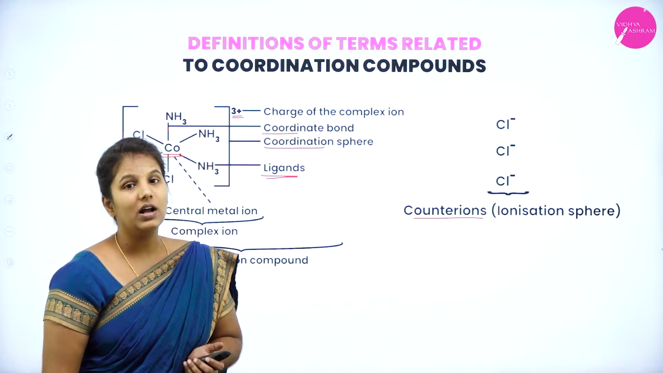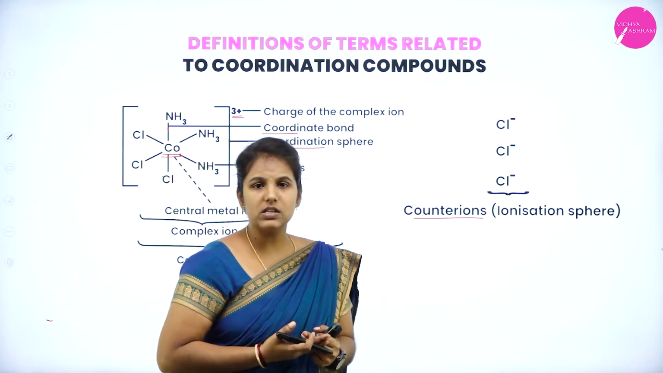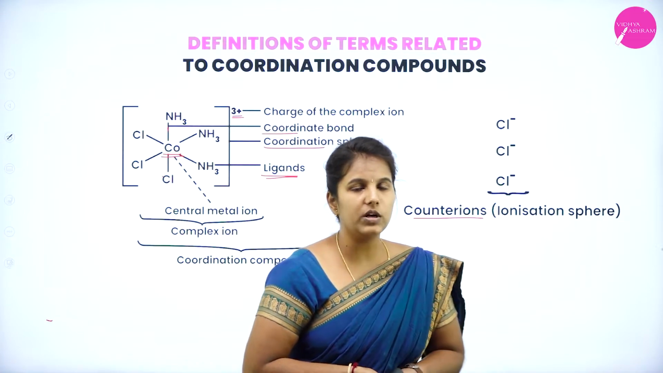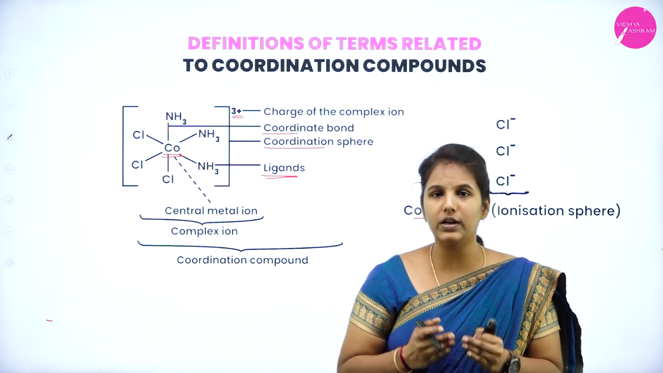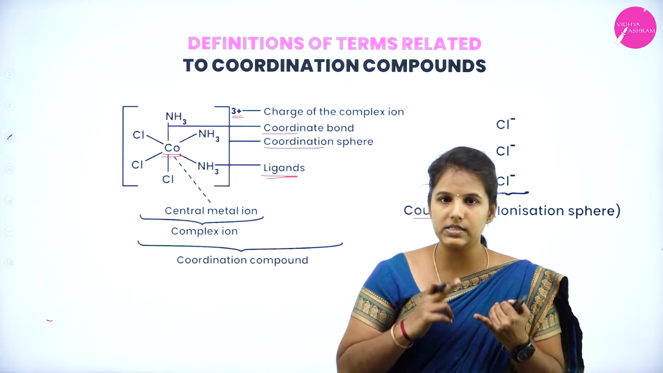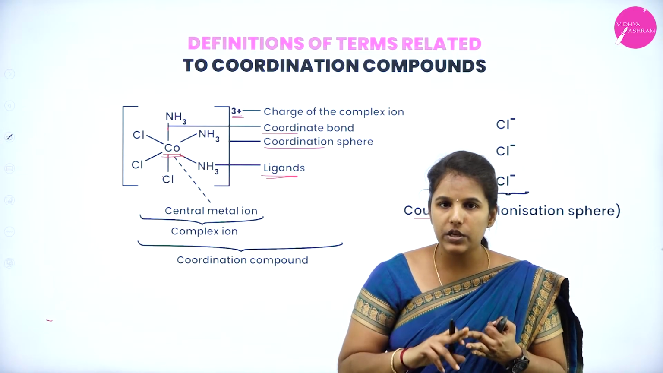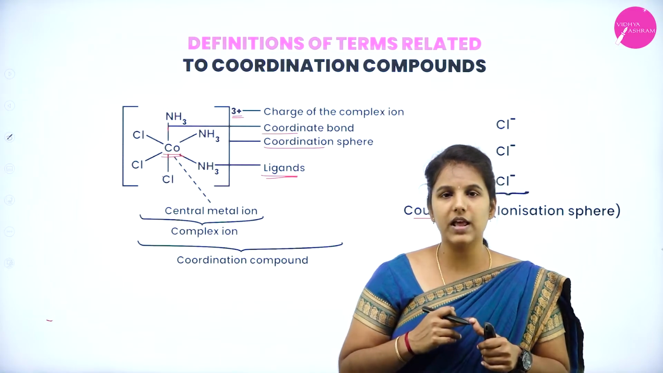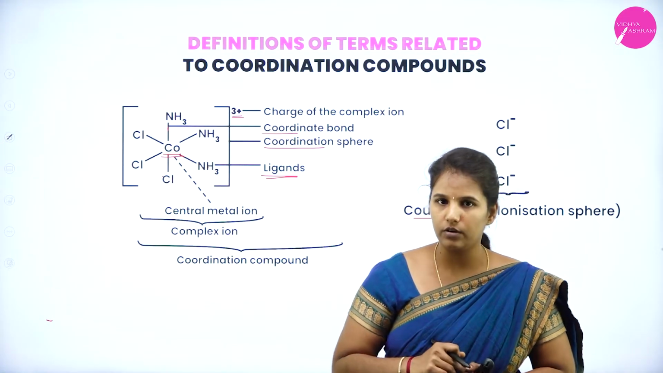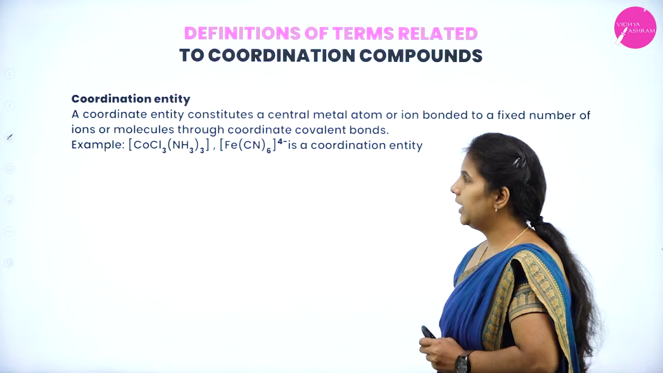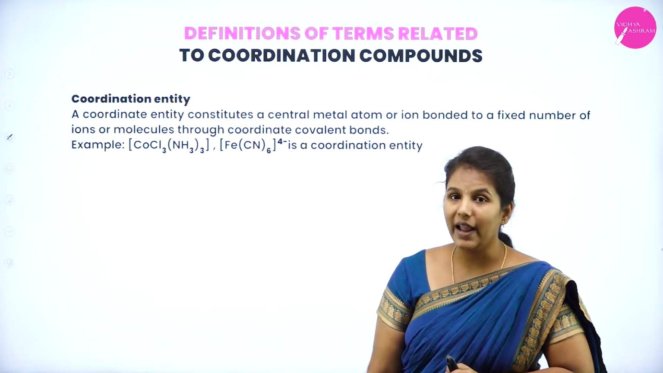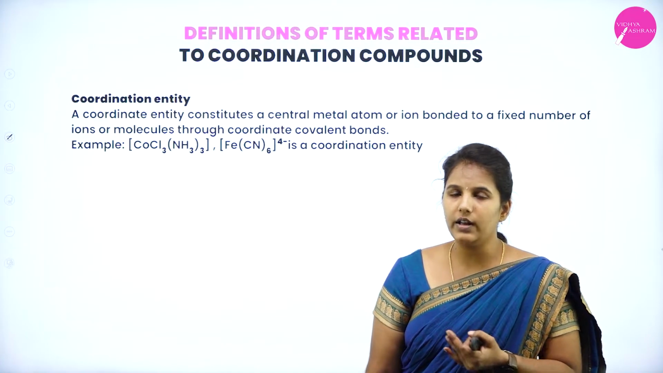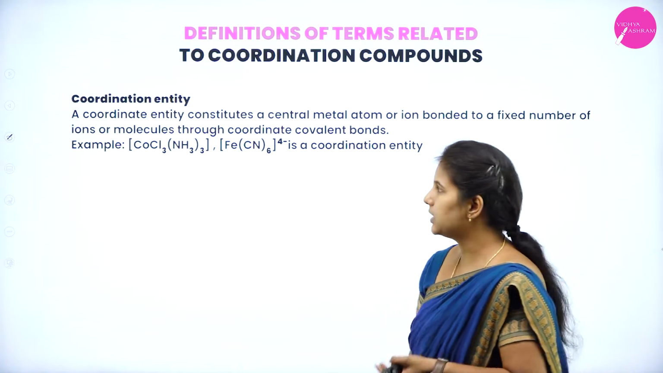They are known as counter ions. This is how, whatever compound is given to you, you have to identify each part involved in that complex: the ligand, counter ion, charge, sphere as well as the coordination bond. Now, let us see the first definition, that is, coordination entity. What does it mean? Let us see now.